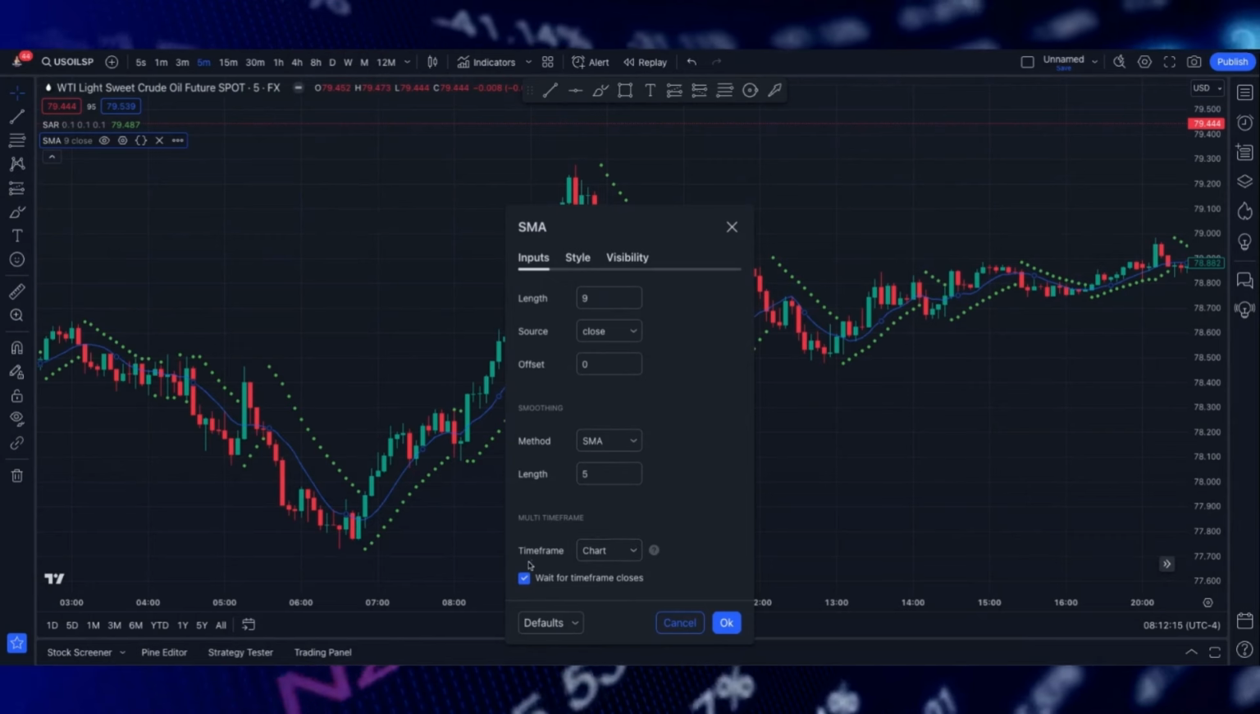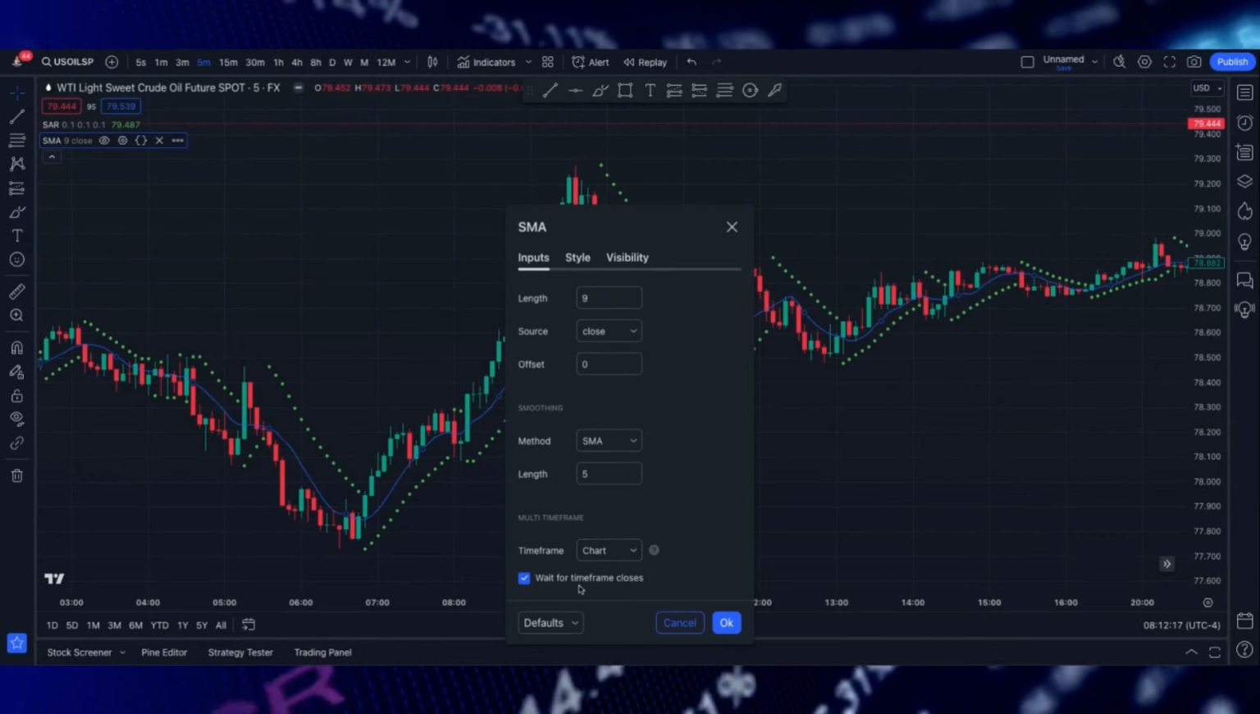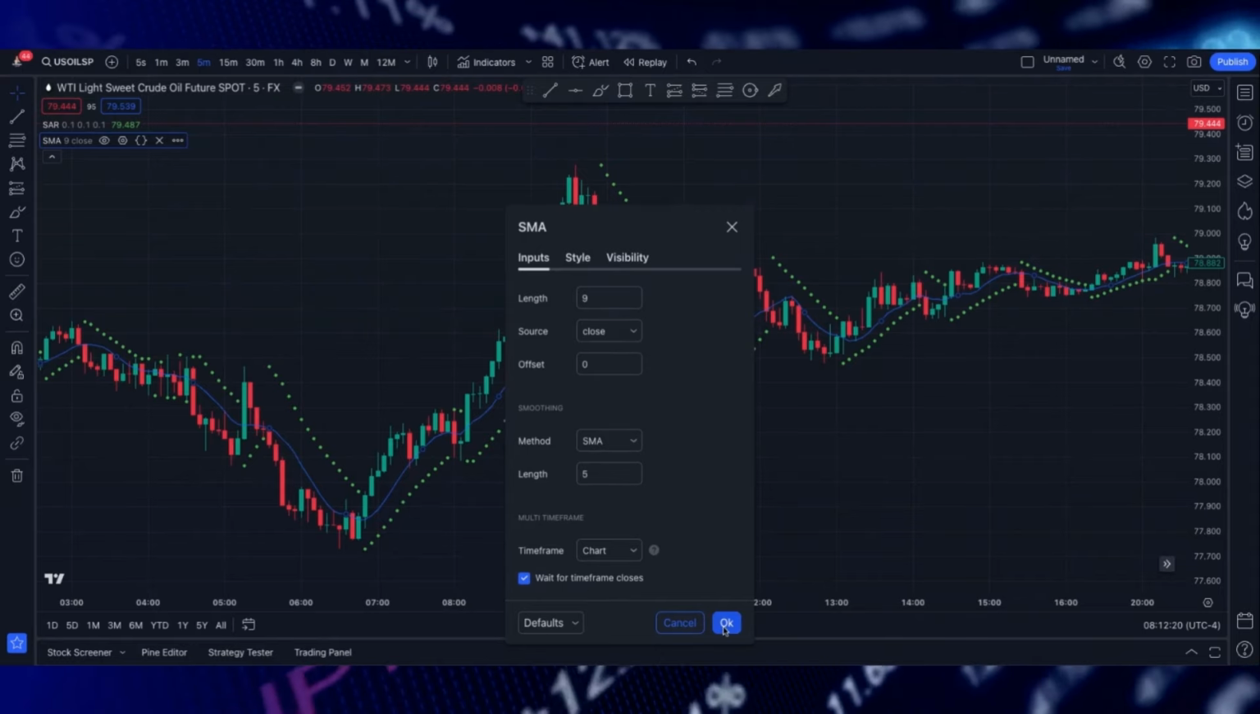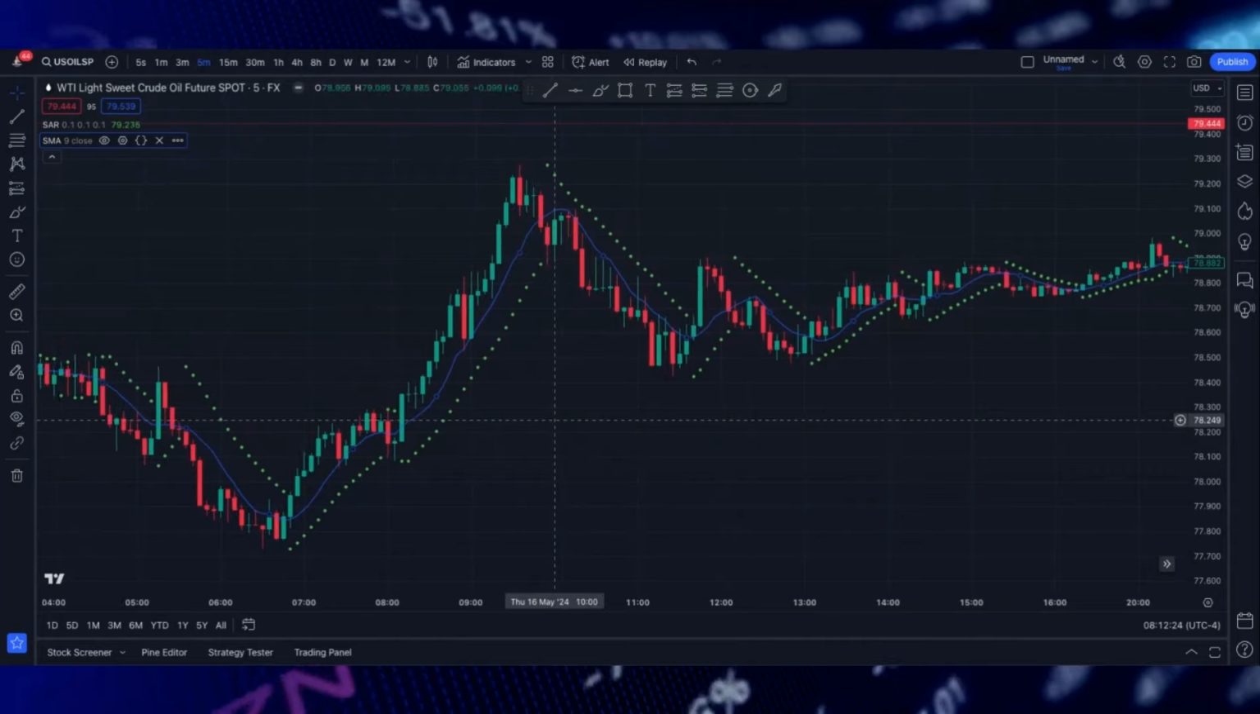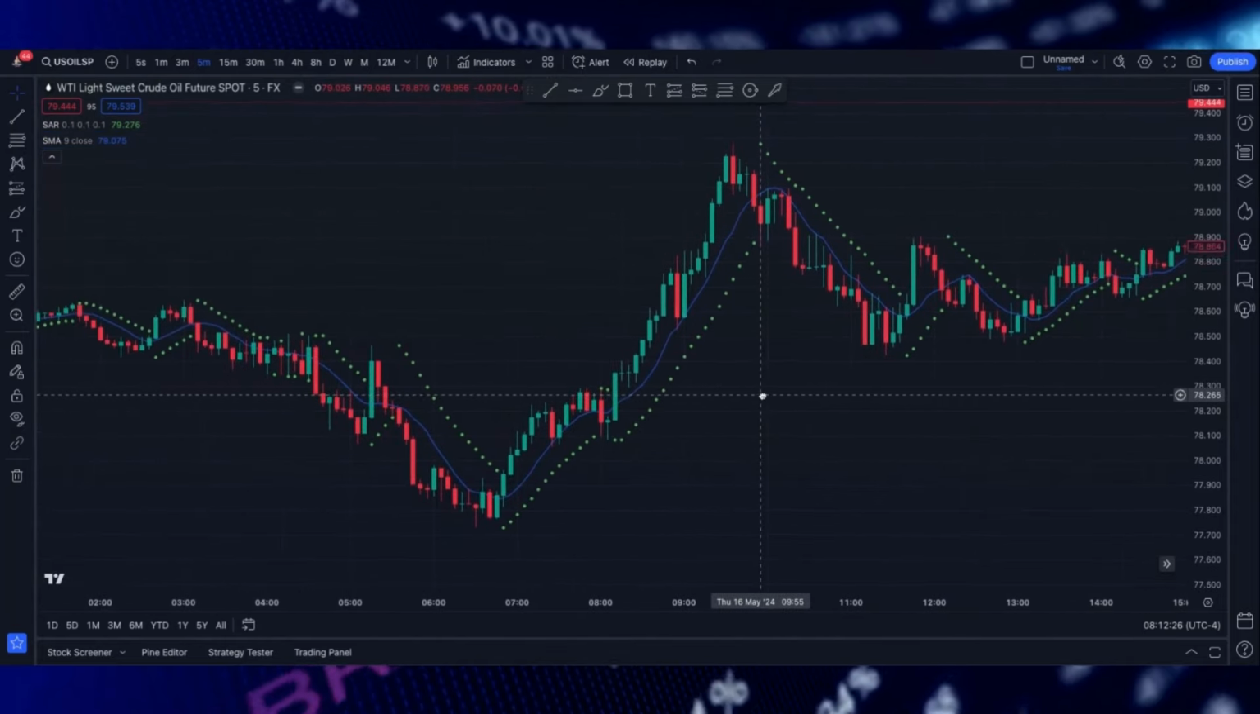You want to make sure that this is checked. Wait for time frame closes. When you have that, you are going to click on OK. So now I'm going to start explaining the strategy.